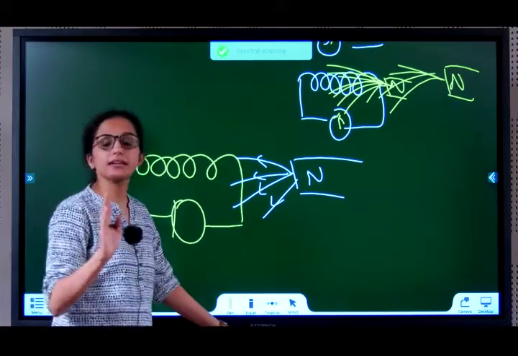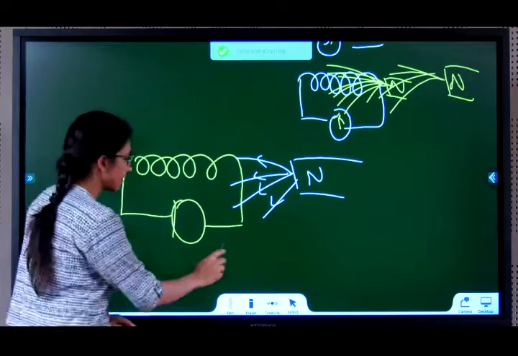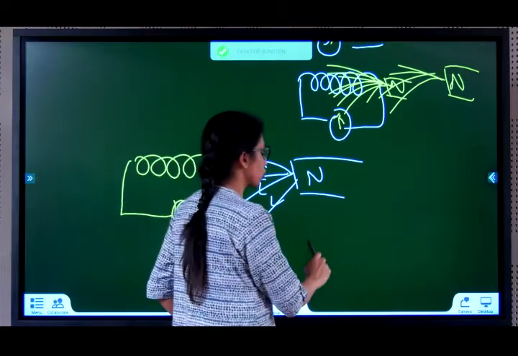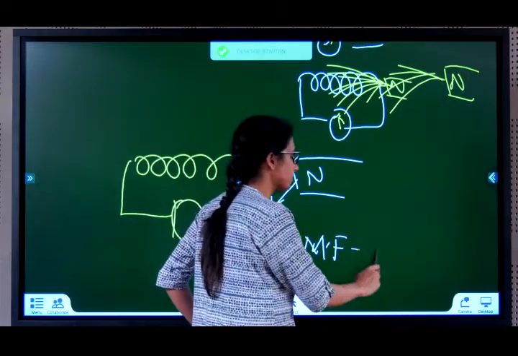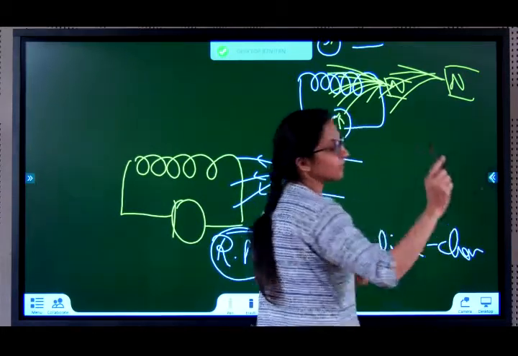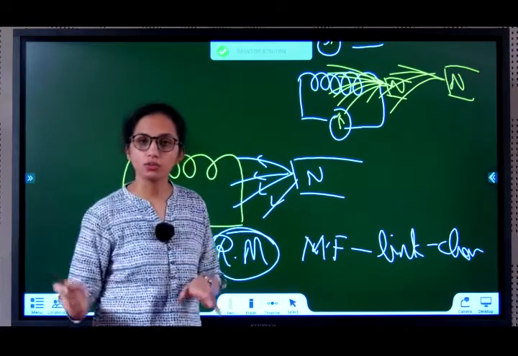So the point here is not to simply move the magnet and simply move the coil. There should be relative motion. Why should there be relative motion? So that the magnetic field linking with the coil is changing. And since the magnetic field linking with the coil is changing, a current is induced.